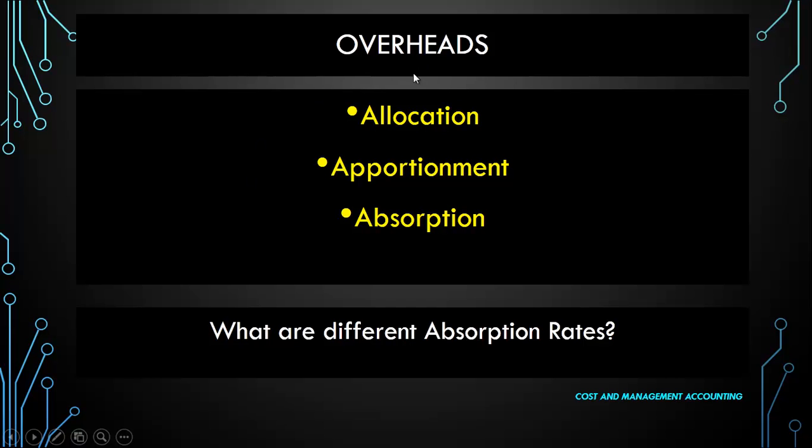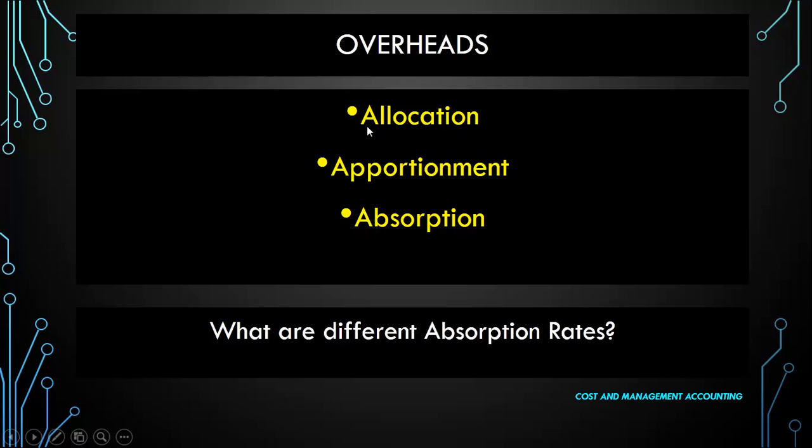In this session we will try to understand absorption rates. When we talk about absorption, we are talking about the overheads. We know the total cost is equal to the prime cost plus overheads, and overheads are required to be allocated, apportioned and then absorbed. So this is called overhead accounting.